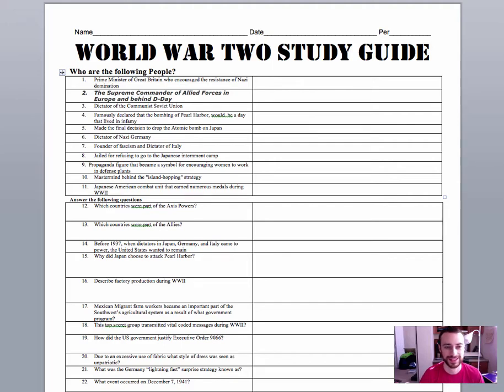Alright guys, what's up? This is the review video for the World War II test, the Unit 6 test. So we're going to try to go through this quick. There's a lot of questions on here. Number 1, Prime Minister of Great Britain who encouraged the resistance of Nazi domination.